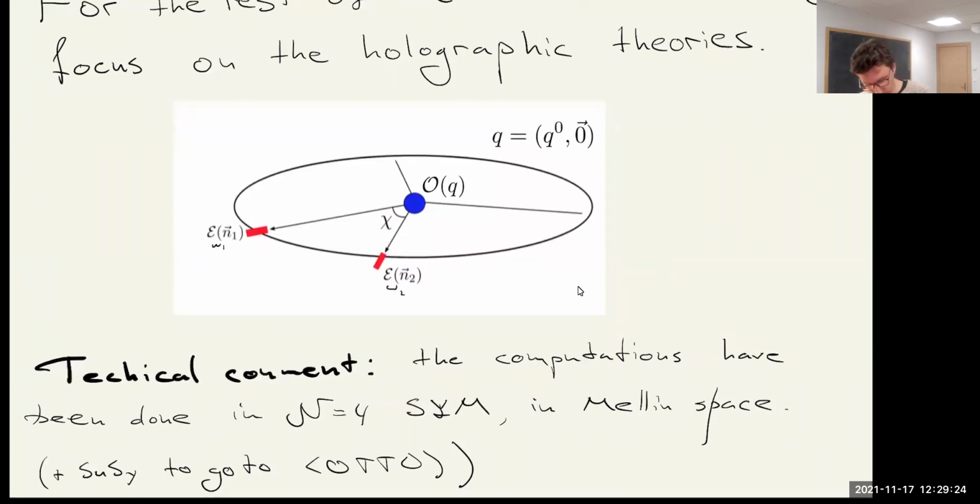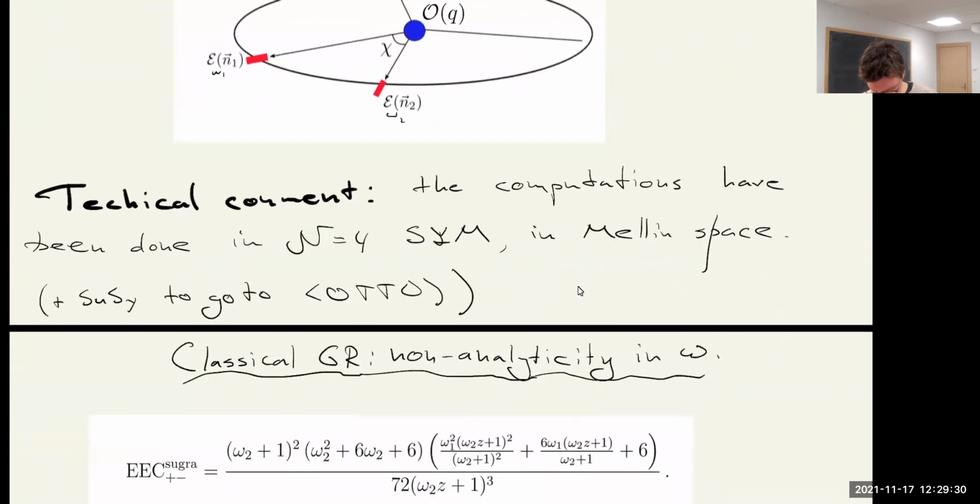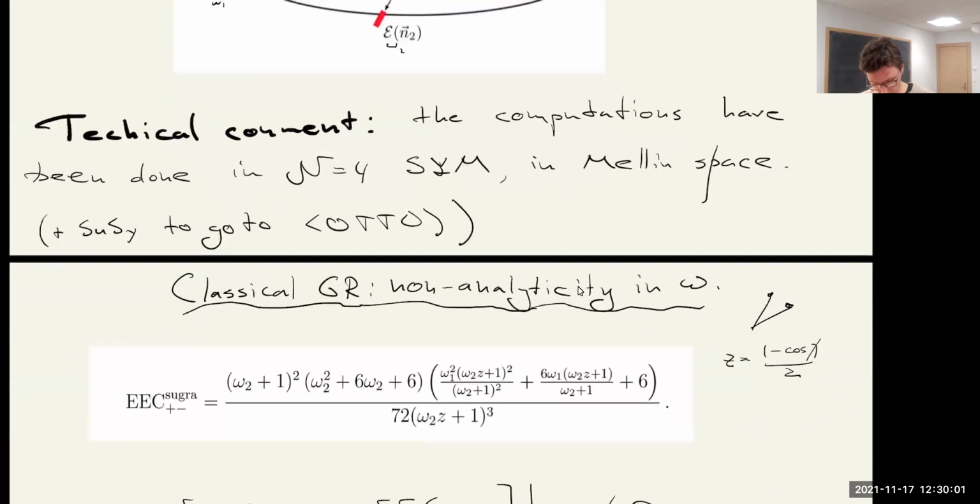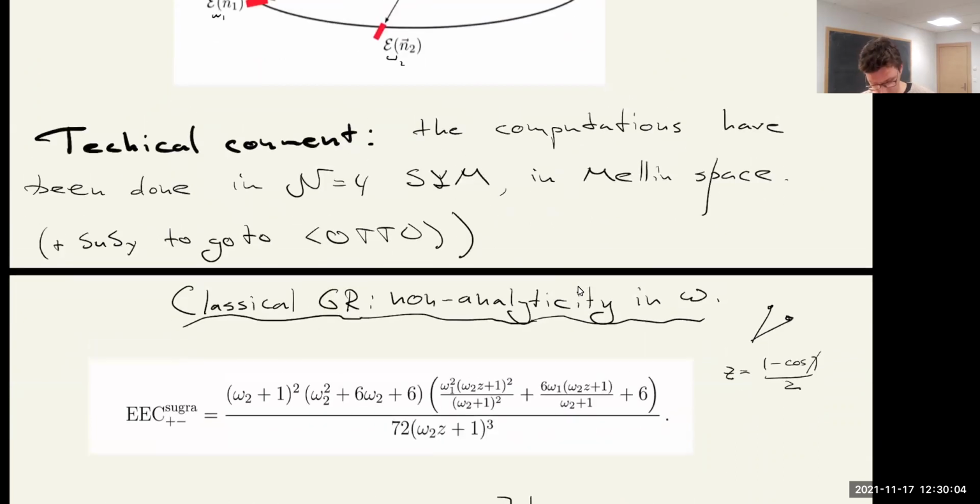So let's consider this object in N equals 4 super Yang-Mills at strong coupling. I'm giving you the result. What is this result? Here you have this z. It's an angle, related to 1 minus cosine chi over 2. It's the angle between detectors. And there are these two omegas, omega 1 and omega 2. In fact, you can introduce dimensionless omegas in terms of the momentum of this operator. So omega 1 and omega 2 are dimensionless numbers. And this E is the energy correlator.